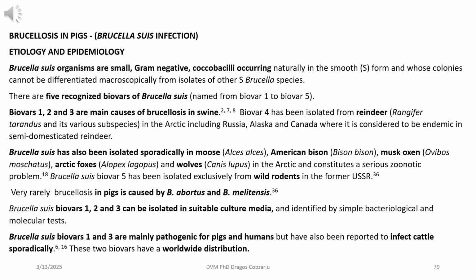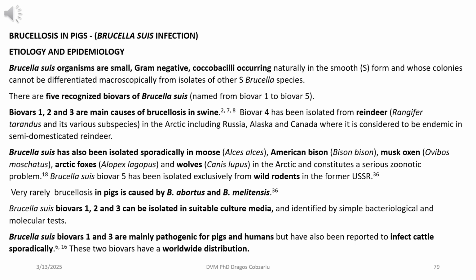Biovar 4 has been isolated from reindeer in the Arctic, including Russia, Alaska and Canada, where it is considered to be endemic in semi-domesticated reindeer. It has also been isolated sporadically in moose, American bison, muskoxen, Arctic foxes and wolves in the Arctic and constitutes a serious zoonotic problem. Biovar 5 has been isolated exclusively from wild rodents in the former USSR. Very rarely, brucellosis in pigs is caused by abortus and melitensis.